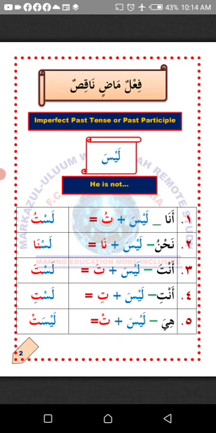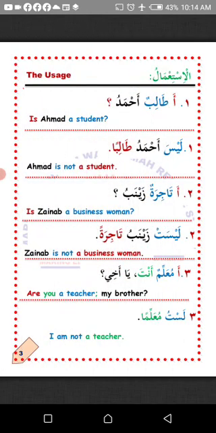Number 5. Here, she. So how do we change the verb laysa to suit here? All you need to do is to attach ta'un, carry sukun to the last letter. So the verb laysa will now become laysat, which means she is not. La'alaka fahimt? I hope you understand. MashaAllah. Al-istimal, now the usage.